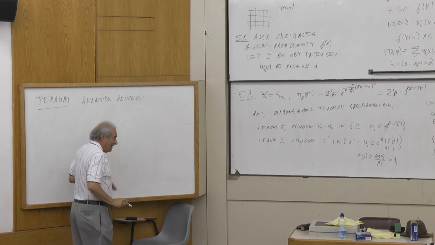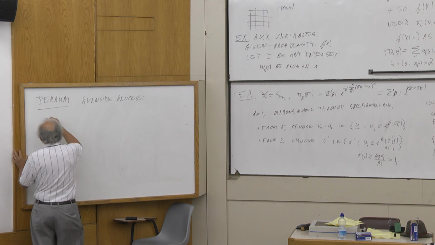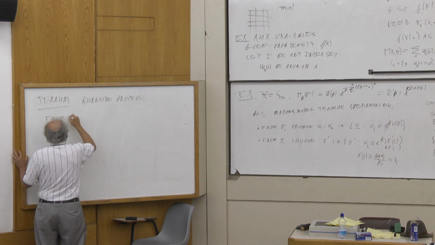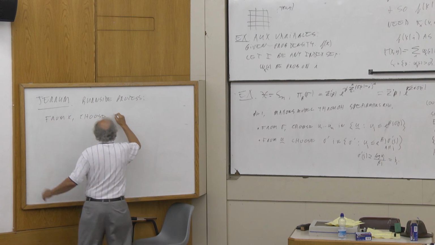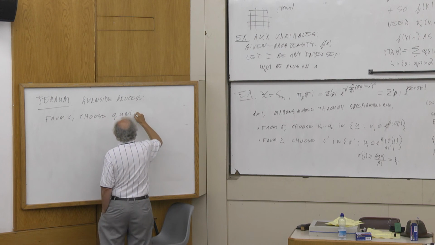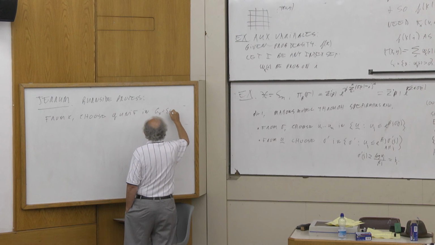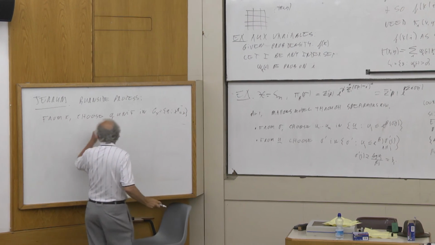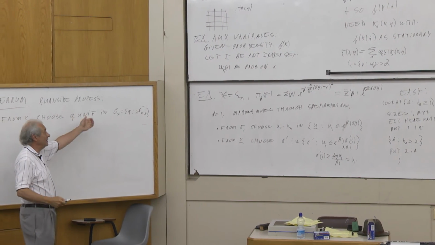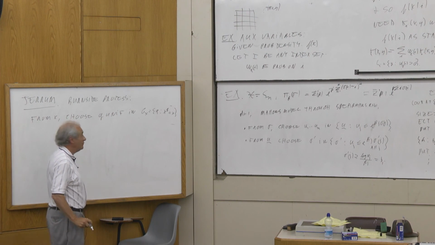And it goes like this. It's a Markov chain on X, from X. Choose G uniformly in G sub X, which is the set of all G such that X is fixed by G. So given an X, there's a subgroup of elements that fix X, and that's a set, and you have to be able to choose from that set.